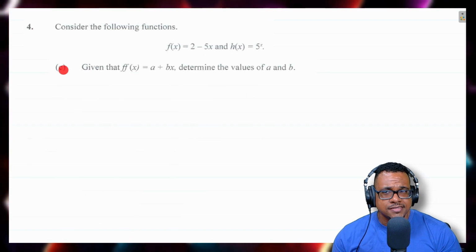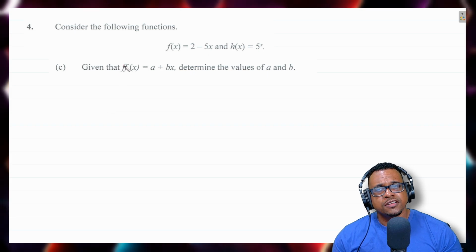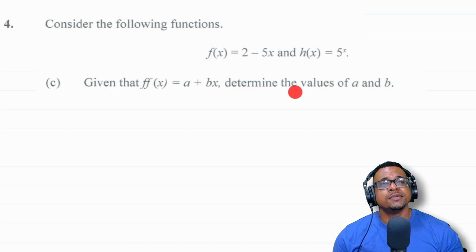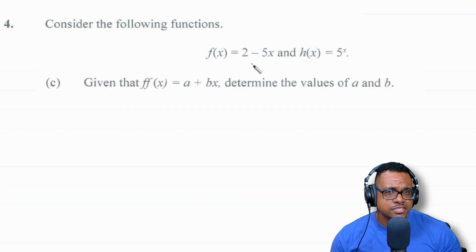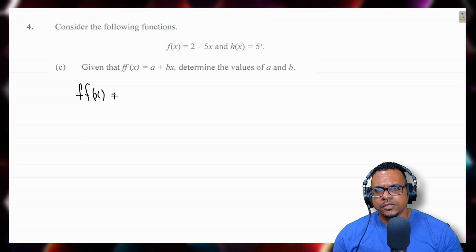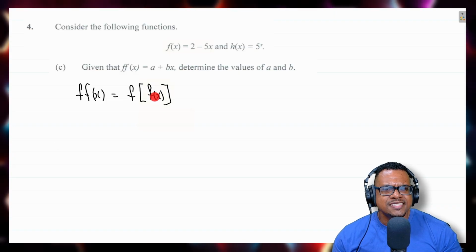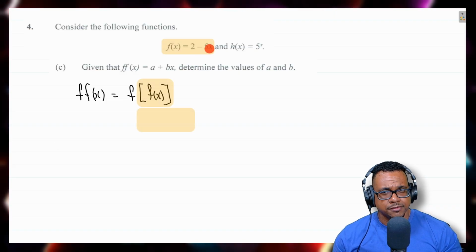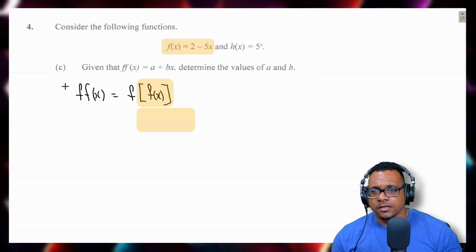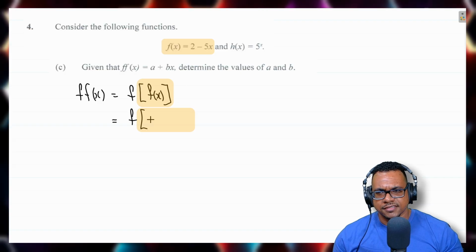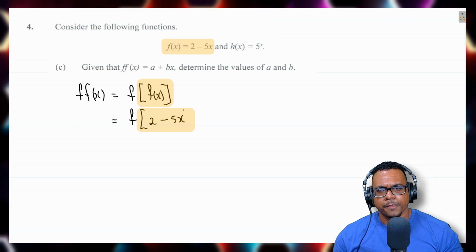So moving on to question 4 part C, we want to work out what's the composite function f of f of x. Of course, we want it in the form a plus bx, and we want to determine the values of a and b. So again, we're just dealing with the function f of x. So I'm going to write f of x is equal to, and I'm just going to put some brackets here. So f of f of x like this. What I'm saying is, first I want to replace this f of x with 2 take away 5x, because this is what f of x is equal to. So this is going to be equal to f, and put the brackets, 2 take away 5x. Close brackets.